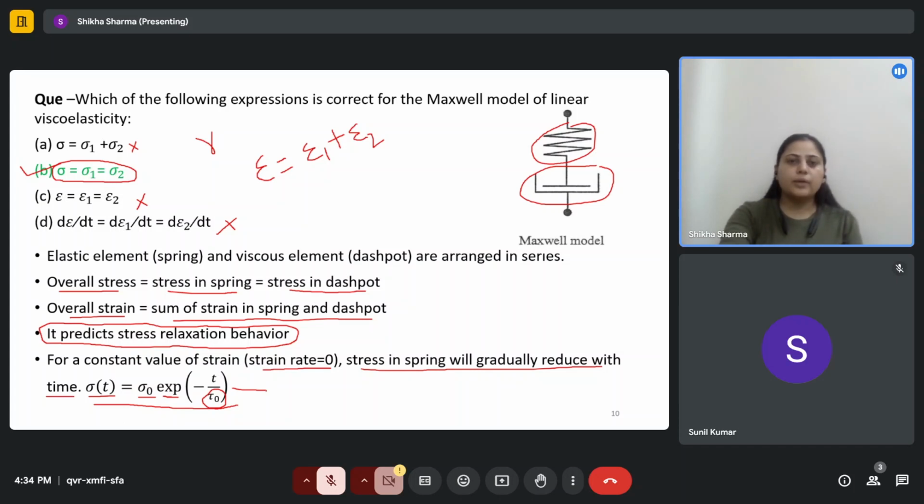So this is our Maxwell model, a mechanical model showing how we can treat a viscoelastic material, and how the stress and the strain change in a viscoelastic material. So can we move to the next question? Are you following?